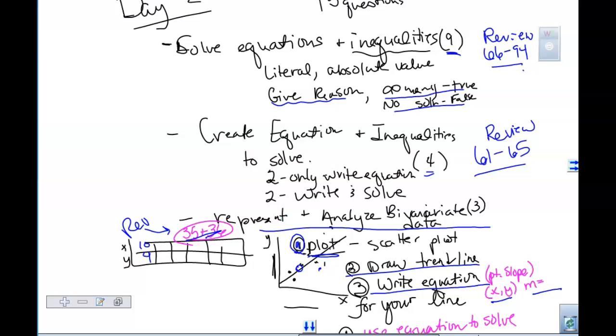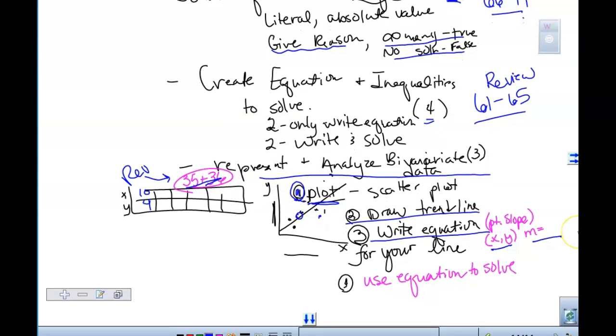And then the last part of the test, the last 3 questions that you're going to look at, are to represent and analyze bivariate data. And if you were looking at your review, you would have seen this for questions 35 and 36. And when you look at those questions, that's the standard that's on the top of the page. It's where I had it in bold. Right? What are you going to be asked to do?